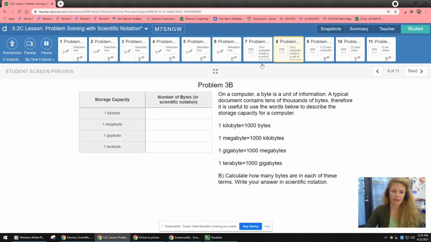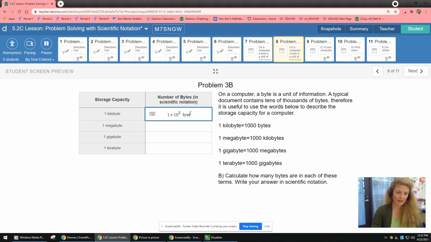Okay. So here we want to know just in how many bytes. So 1 kilobyte we know is 1,000 bytes from the previous slide. So we're just going to write 1 times 10 to the 3 bytes. 1 megabyte, though, you guys, is 1,000 kilobytes. So we have 1 kilobyte is 1,000 bytes, but now we need 1,000 of those. So what's 1,000 times 1,000? That's going to be 1 times 10 to the 6th bytes.